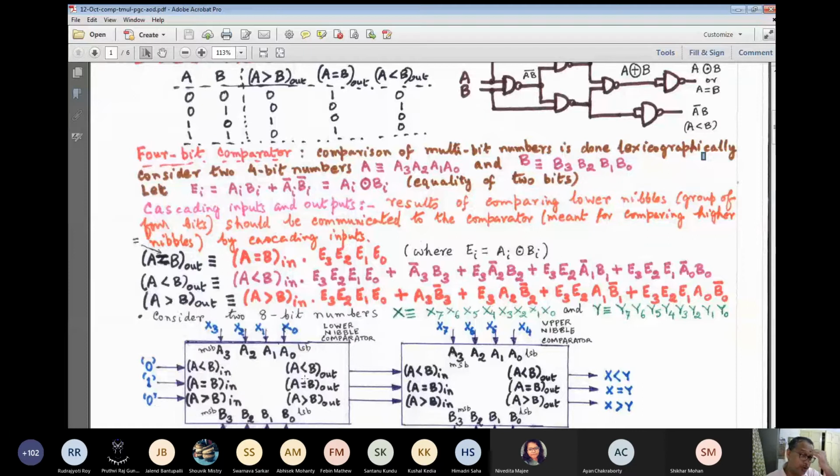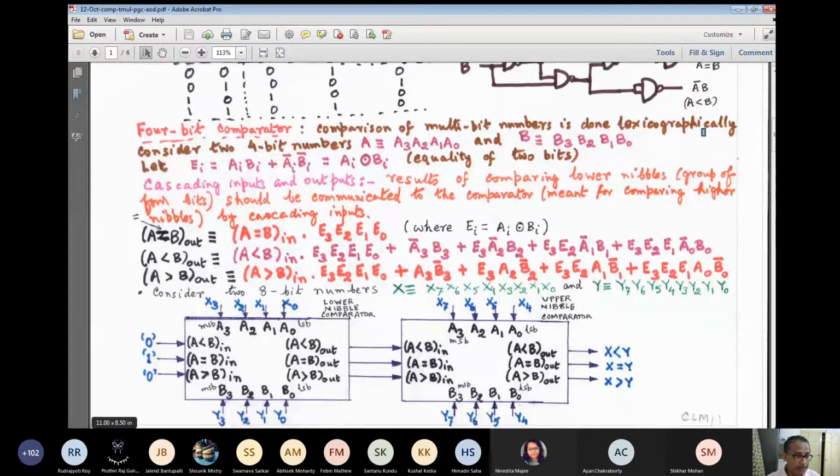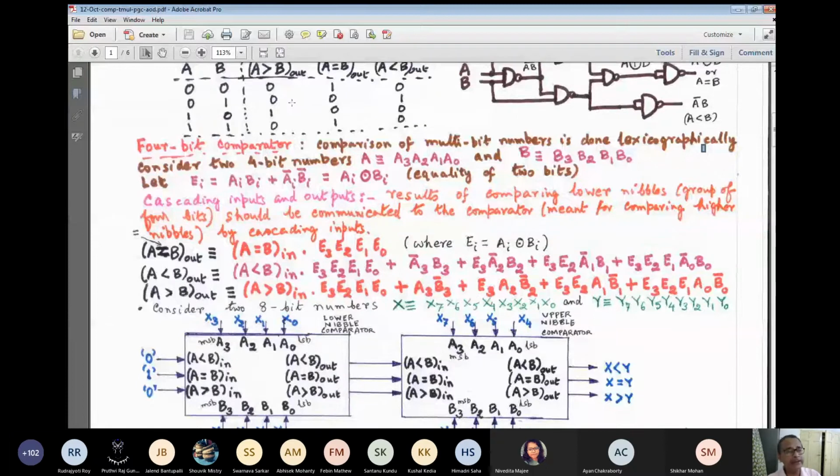For your benefit, I show one block diagram. This is the block diagram of a 4-bit comparator, and you see what the required inputs are and what the outputs are. Regardless of whether the two words involved have only 4 bits or 1024 bits, the number of outputs remains the same. That means only 3 outputs will be there.